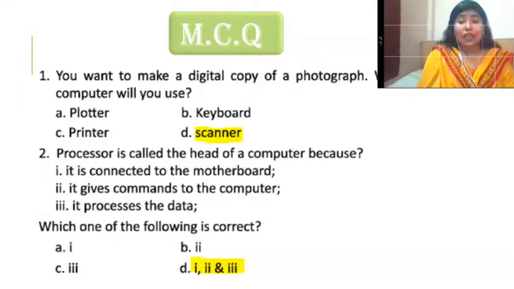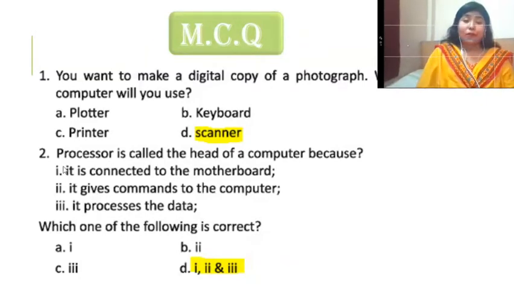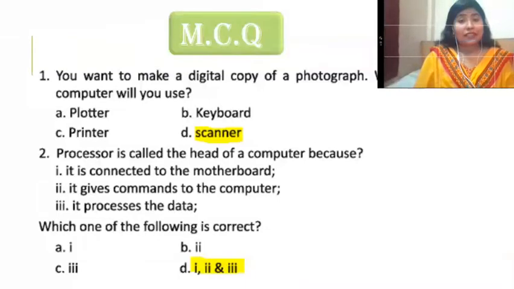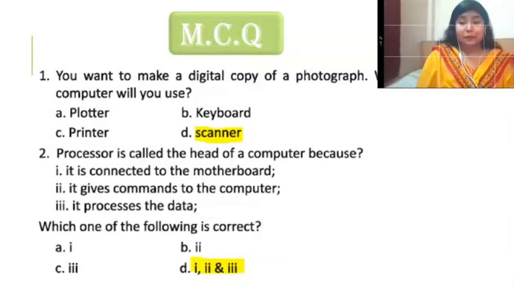Number 2. Processor is called the head of a computer because... So processor is called the head of a computer. What's the reason behind this? Let's see the options. Number 1. It is connected to the motherboard. Number 2. It gives commands to the computer. Number 3. It processes the data. So my dear students, look at the question pattern. This is something different from the first question.